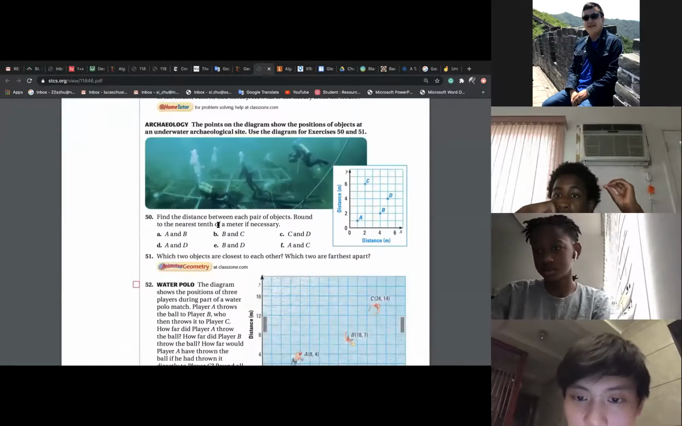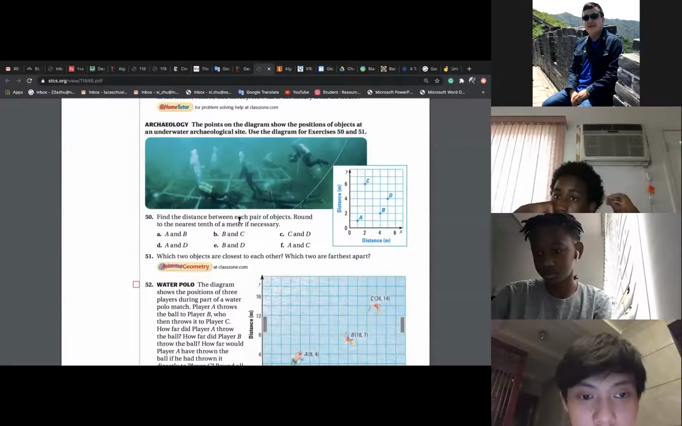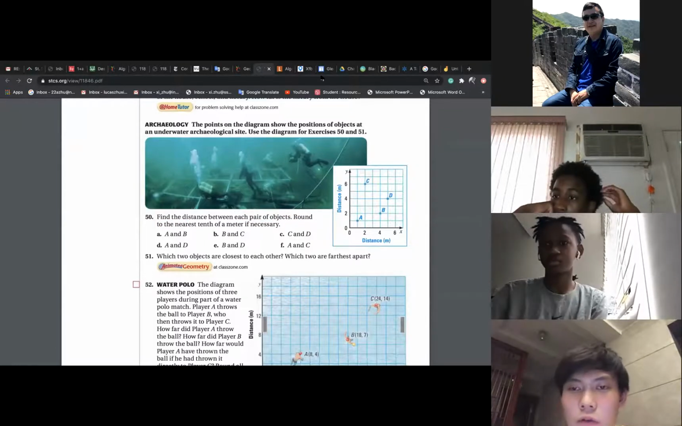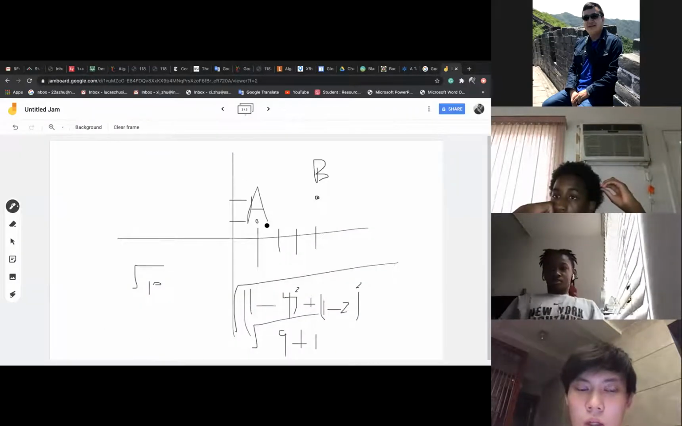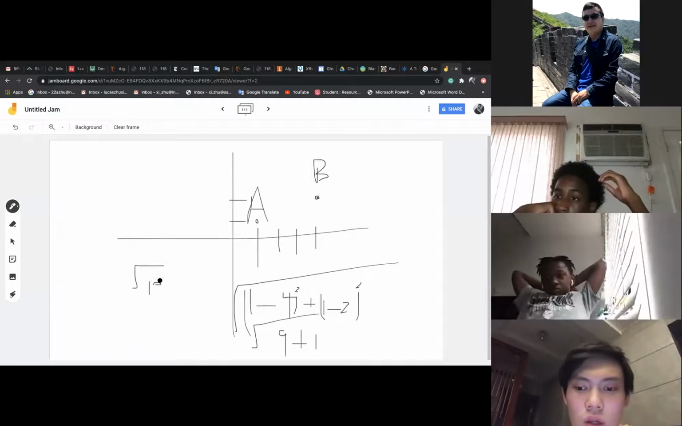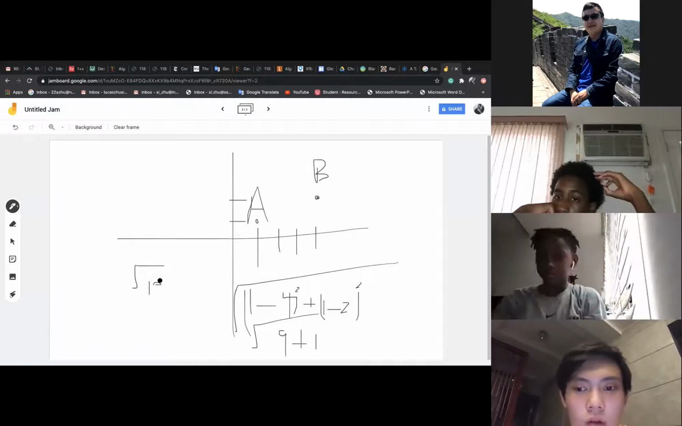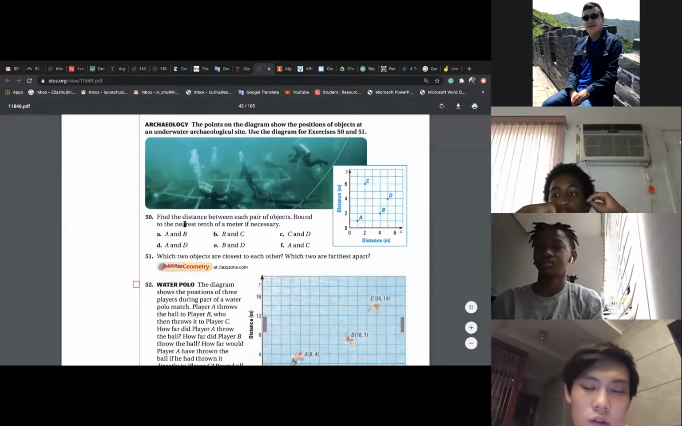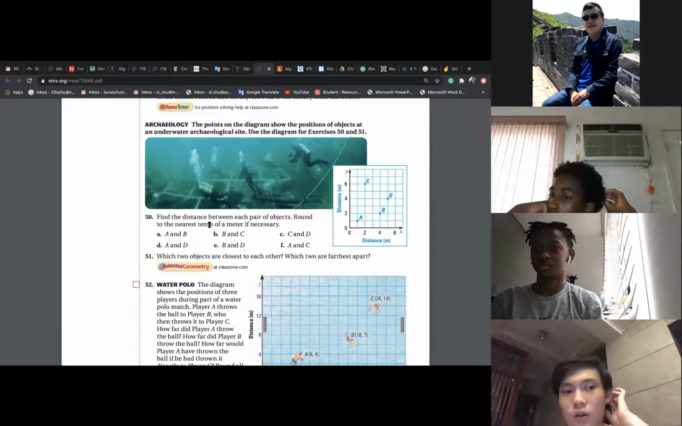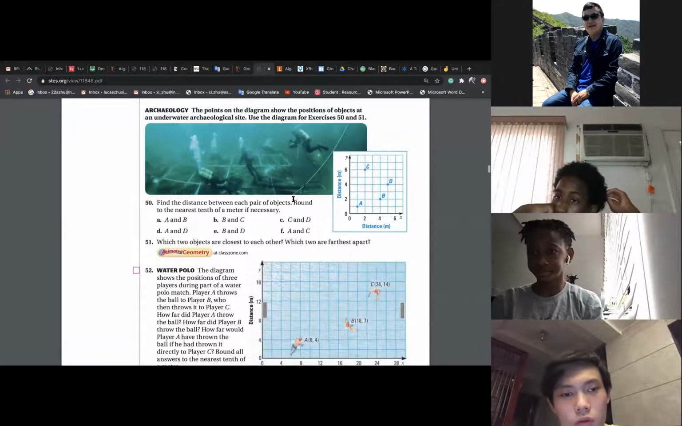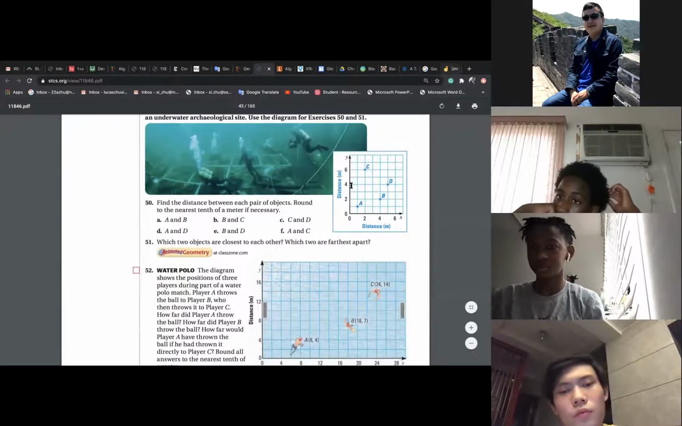But it's asking you to compute to the nearest tenth of a meter. They might ask you to find the decimals, so if they ask you to do that, you just have to use the calculator. Then you just write down the first couple numbers behind the decimal, and that will be fine. And try to do B on your own.